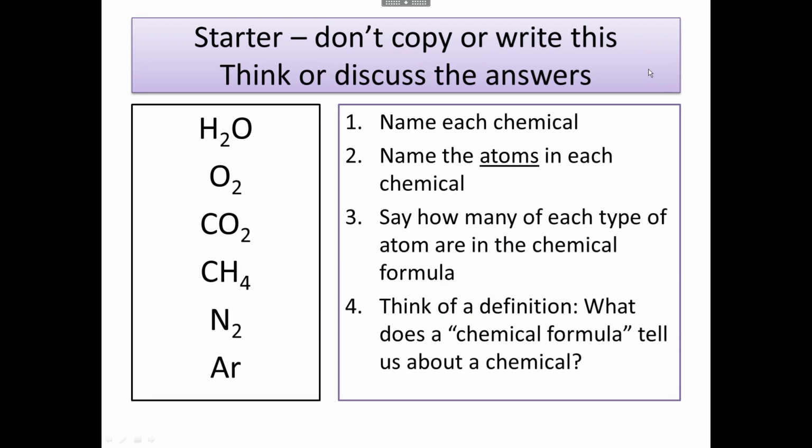Here's a quick starter before we get going. The chemical formulas are on the left-hand side. You don't have to write this down, just think to yourself, for each chemical formula, what's its name? What are the atoms? How many of each type of atom? And then think to yourself, what is the definition of a chemical formula? Pause the video, think or discuss your answers. Pause it now.